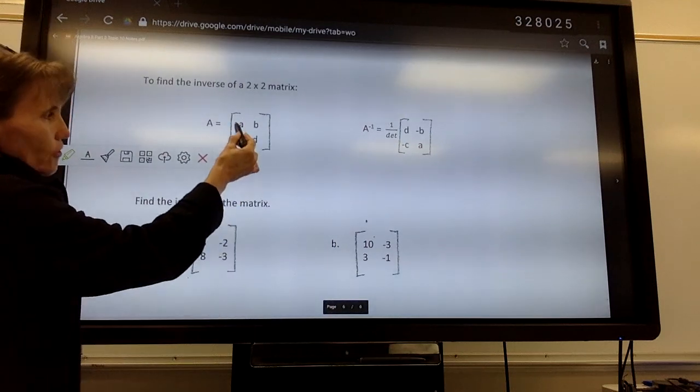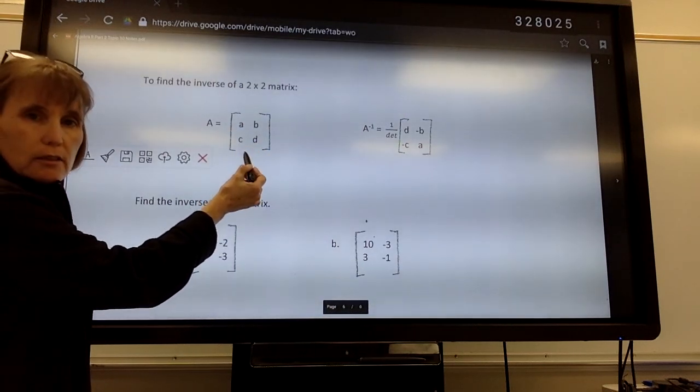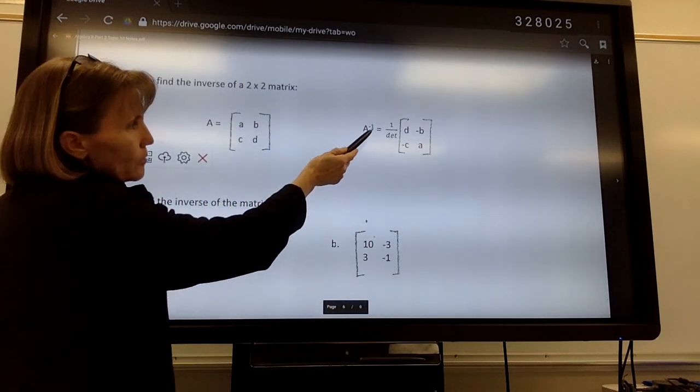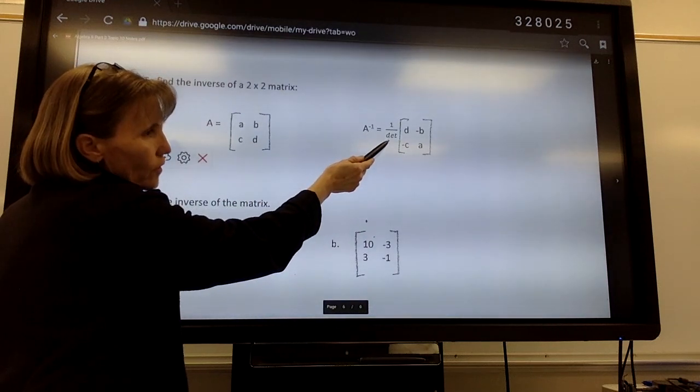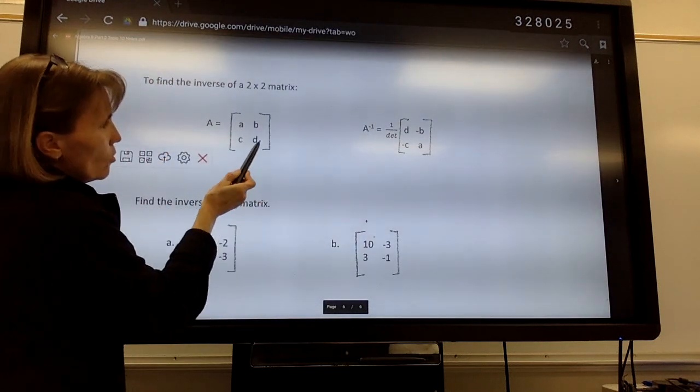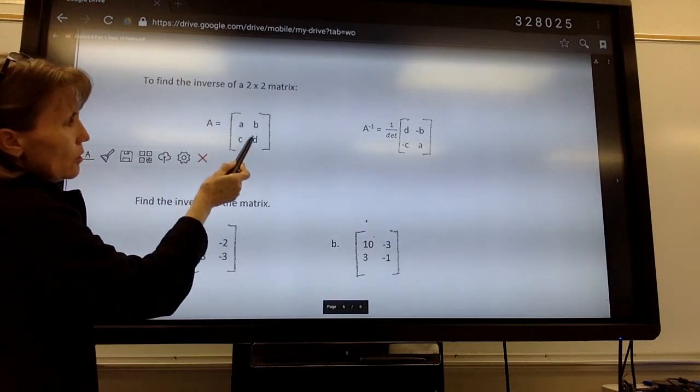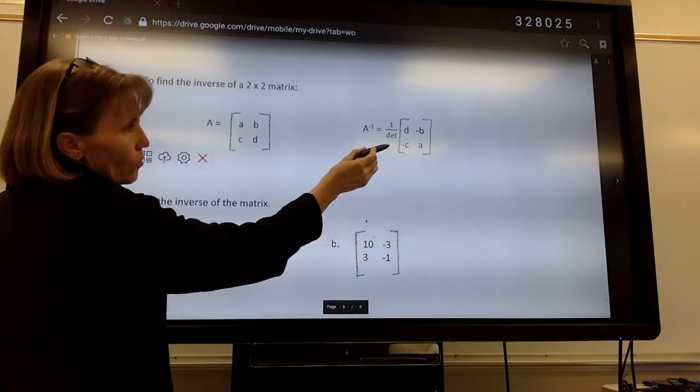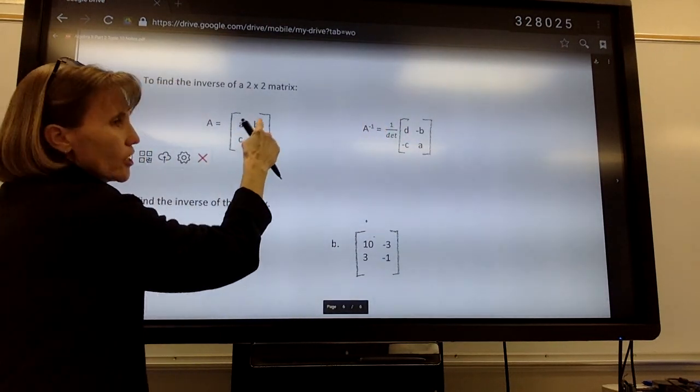You're going to first determine what the determinant is. You're going to find the determinant value, and we put 1 over the determinant value. Okay, and then we're going to flip the positions of these two. We're going to flip those, and we're going to change the signs.